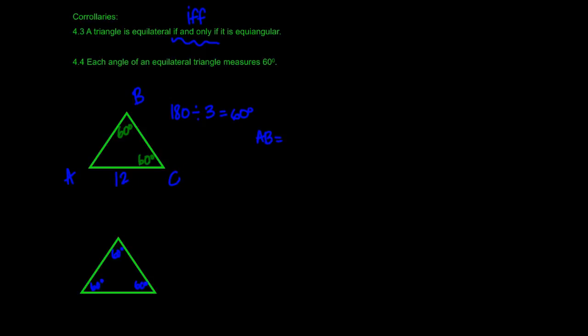So I know if these angles are all 60 degrees, from the corollary in 4.3, the sides all have to be the same length, which means if AC is 12, then AB is also 12 and BC is also 12. So AB is 12 units long. All right, let's try one more.